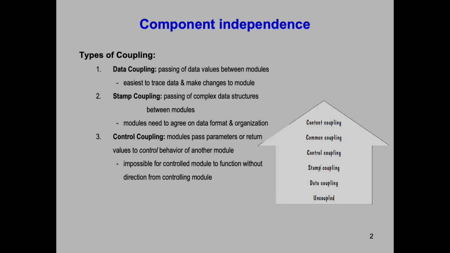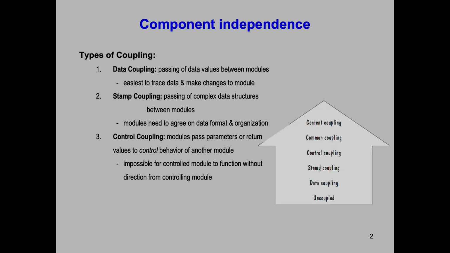Now we're talking about the different types of coupling. To the right, you can see an image going from uncoupled to content coupling. This basically goes from the most desirable to least desirable as you move up the arrow. So we're going to start with the most desirable, which would be data coupling. So passing of data values between modules. It's the easiest to trace data and make changes to the module.